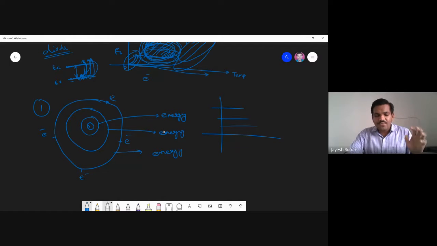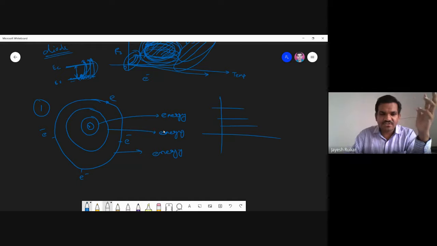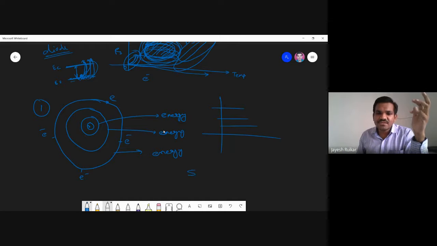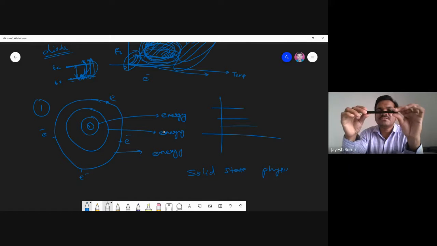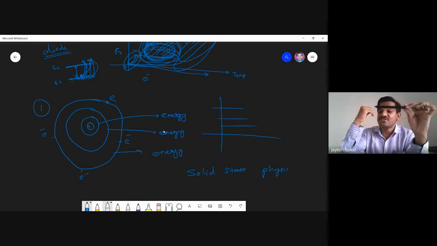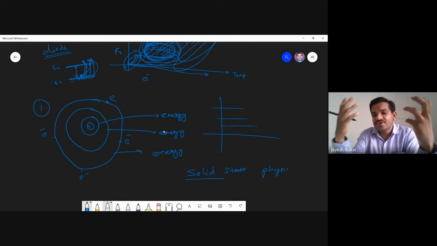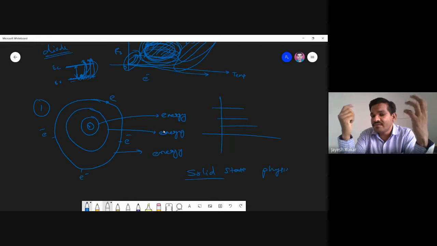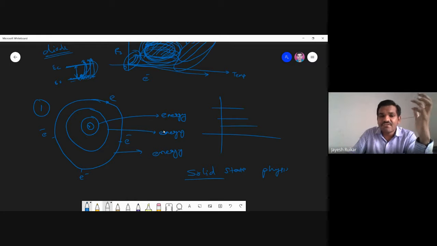Now when we talk about solid state physics, solid means, like this pen, it is made up of numerous atoms. This is the solid state we are talking about. So in solid state physics, we do not have any single atom, we have a bunch of atoms.